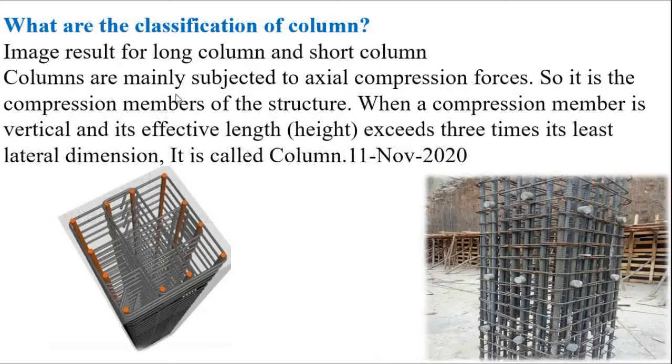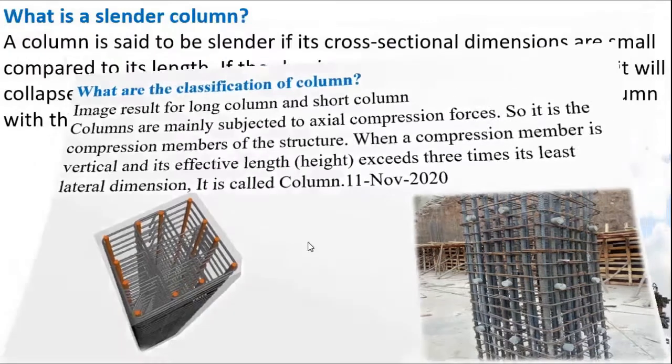Number second is, what is the classification of column? Columns are mainly subjected to axial compression forces, so it is a compression member of the structure. When a compression member is vertical and its effective length exceeds 3 times its least lateral dimension, it is called a column.